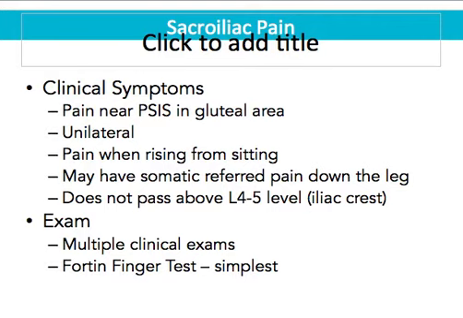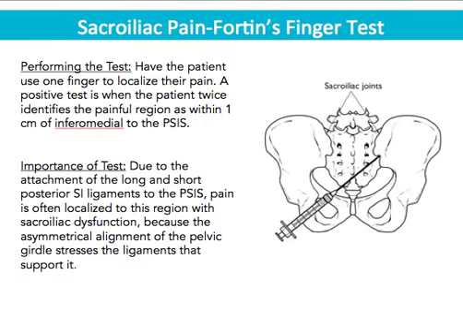Exam, there's multiple ways. The easiest way is the Fortin finger test. With the Fortin finger test, all you have to do is have the patient use one finger to localize where their pain is. A positive test is when a patient twice identifies the painful region within 1 centimeter of the area inferior medial to the PSIS. So have them put their finger on there. If they're right around the PSIS, maybe just a little inferior and medial to it, then you'll know, okay, this is what they've got. And it's a very easy test to do.